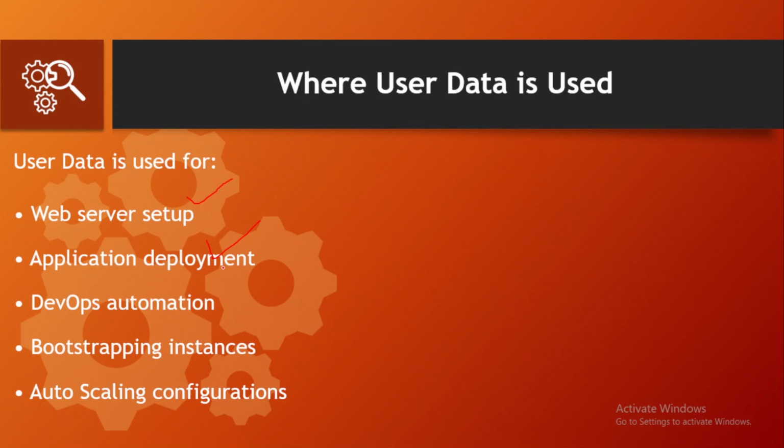Another very common use case is auto scaling. When new EC2 instances are launched automatically by auto scaling, user data ensures that every new server is configured correctly. So in simpler terms, user data helps us automate the startup of our cloud servers.